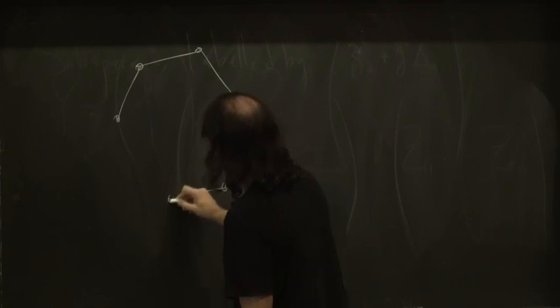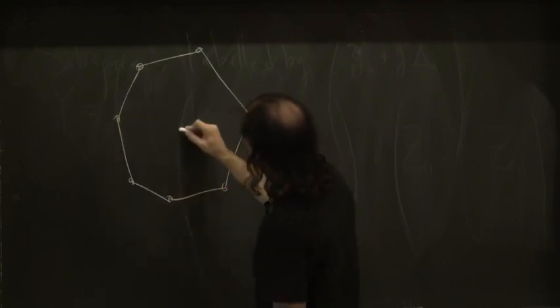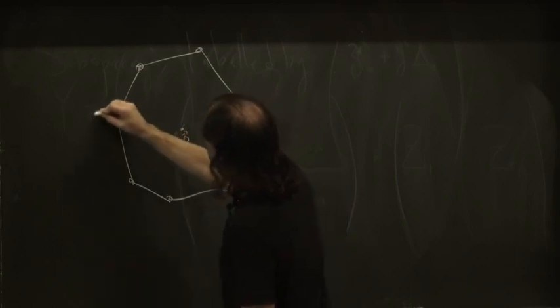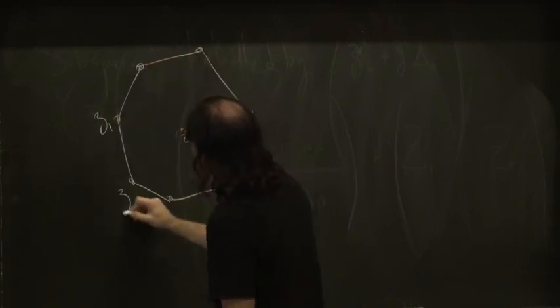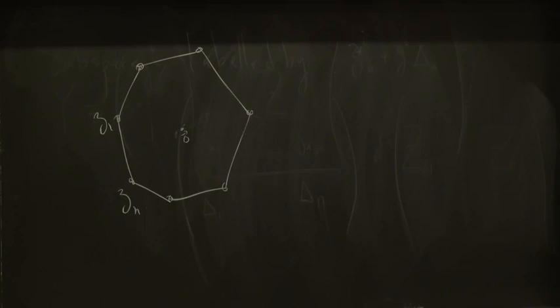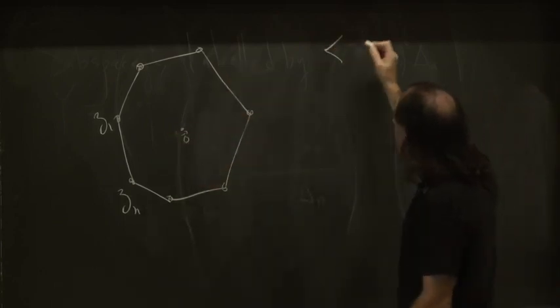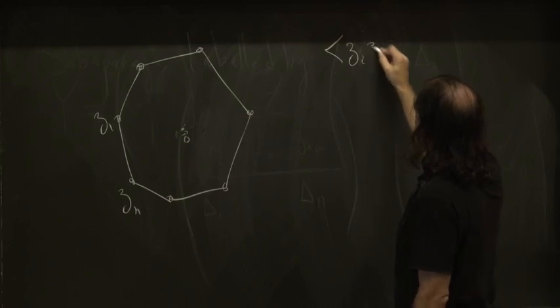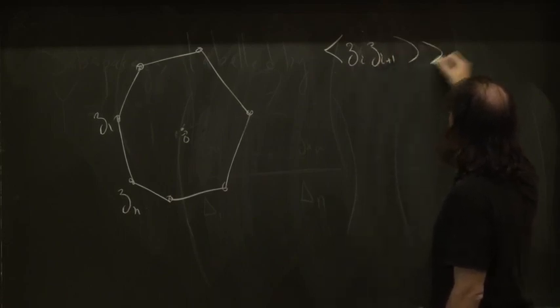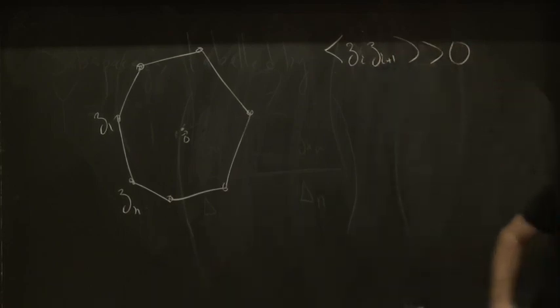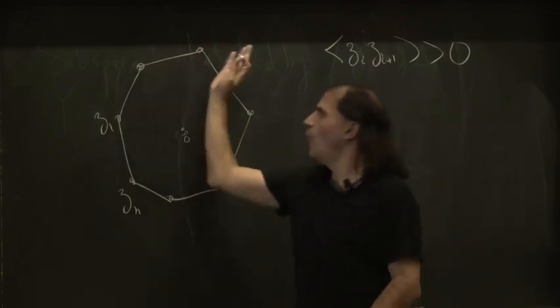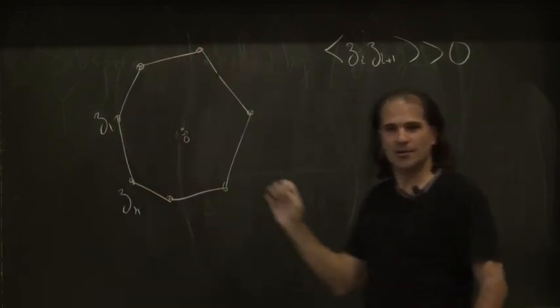Again, it looks like there's an origin, and all my vectors are forming a closed polygon. Here's the origin. Here is z1 up to zn. But it is not enough to say, in order to specify this picture, that all the zi plus 1s are positive. That just means that they're winding around in the same direction.